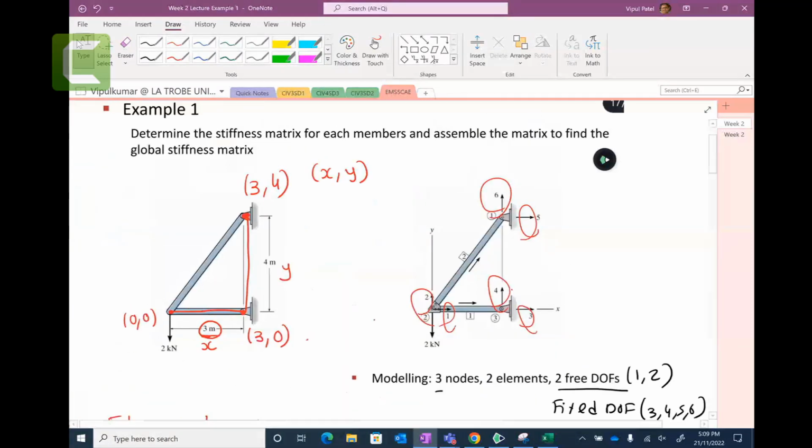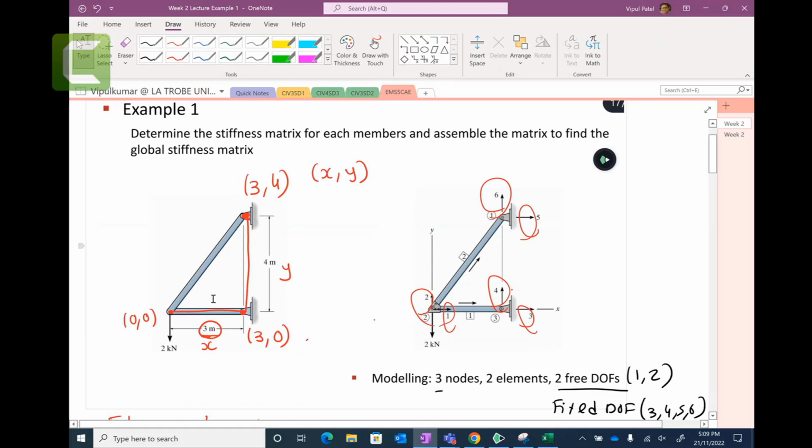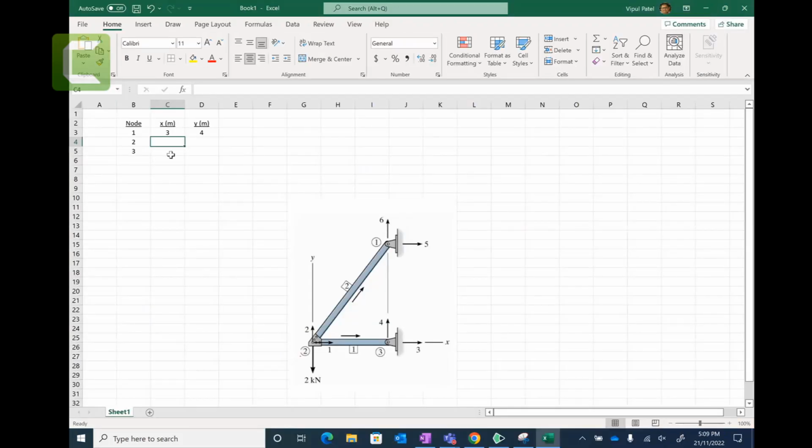Where is it? Oh, here you go. So node number 1, you have 3 and 4 coordinate. X has a 3, Y has a 4. So you agree with me that for node number 1, I can put 3, I can put 4. Node number 2, you with me that node number 2 is here and it is 0, 0.